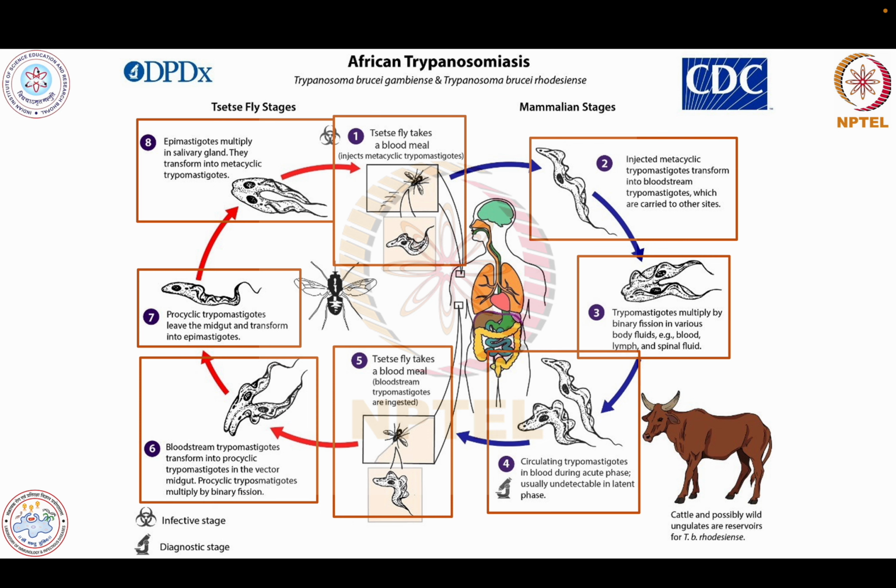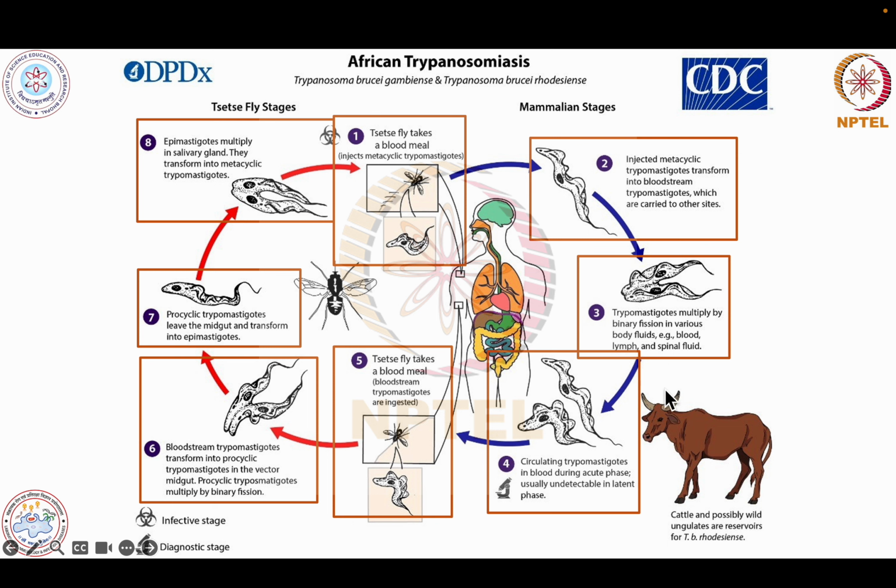This is the life cycle of African trypanosomiasis, Trypanosoma brucei gambiense and Trypanosoma brucei rhodesiense. The tsetse fly takes a blood meal and injects metacyclic trypomastigotes, and it goes to the mammalian stage where injected metacyclic trypomastigotes transform into bloodstream trypomastigotes, which are carried to other sites. Trypomastigotes multiply by binary fission in various body fluids, for example blood, lymph and spinal fluid.